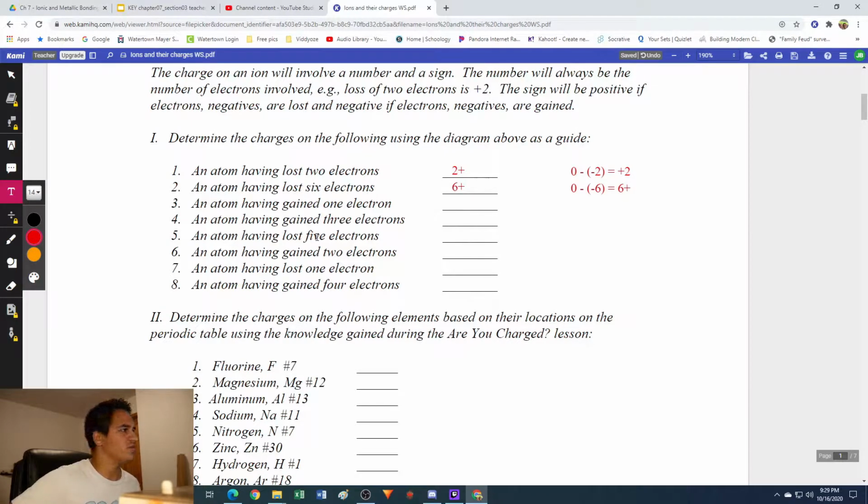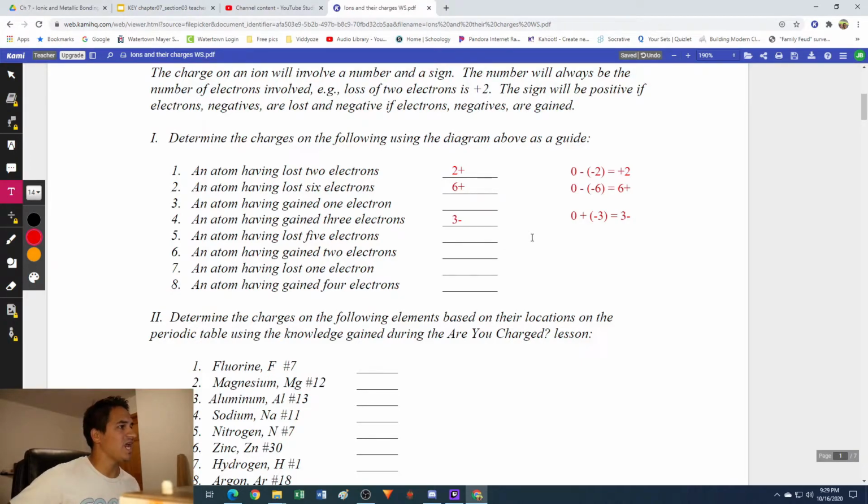Let's maybe do every other. So number 4, an atom having gained 3 electrons. All right, so now again, an atom is 0 to begin with, and it's gaining 3 negative electrons. So 0 plus negative 3. That is going to give us an overall charge of 3 minus, or negative 3. So for number 4, this atom would have a charge of 3 minus.